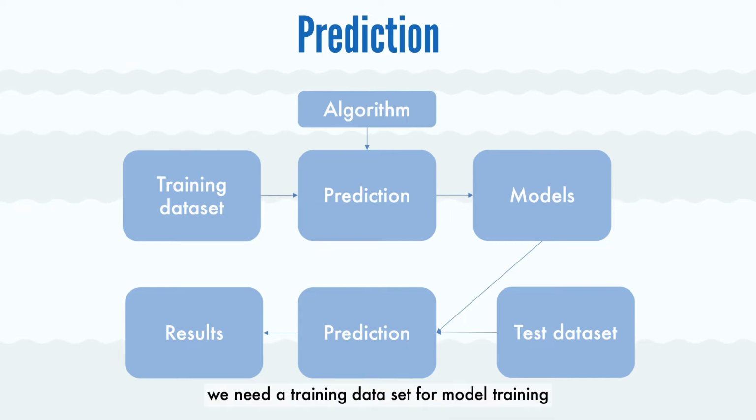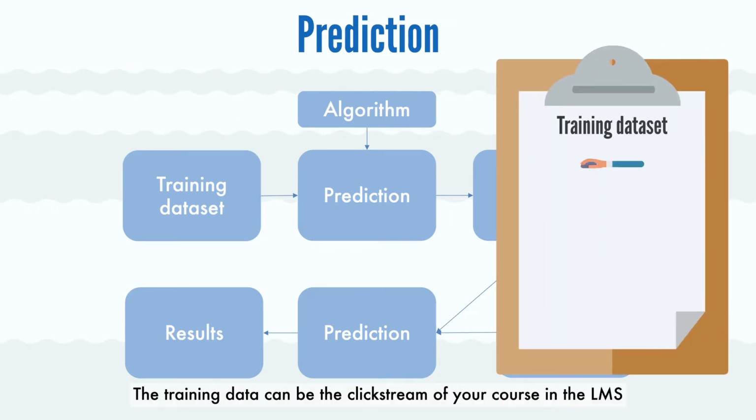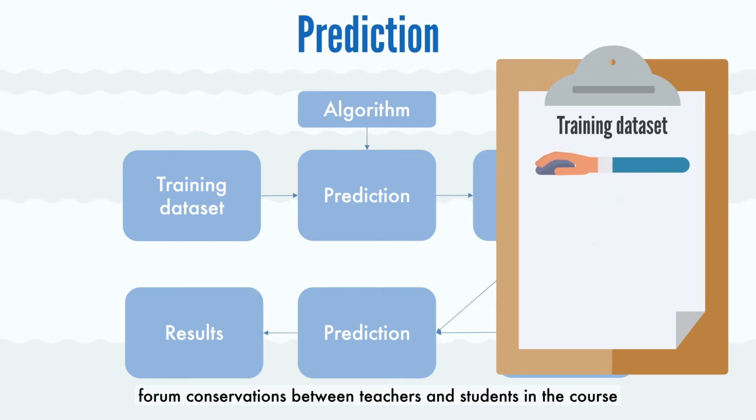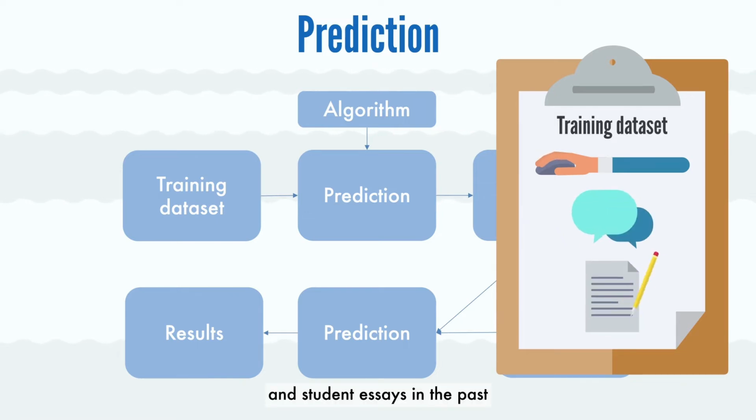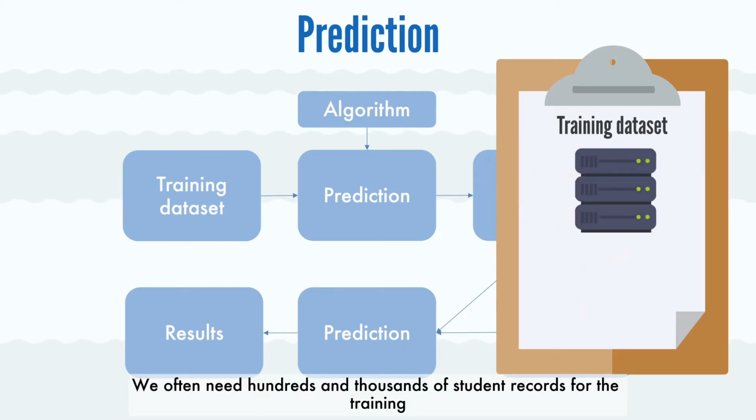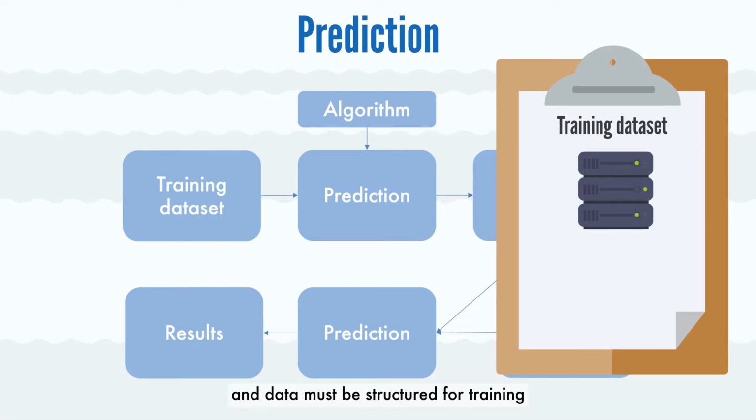Here is a typical process of prediction. First of all, we need a training data set for model training. The training data can be the clickstream of your course in the LMS, conversations between teachers and students in the course, and student essays in the past, etc. We often need hundreds and thousands of student records for the training, and data must be structured for training.